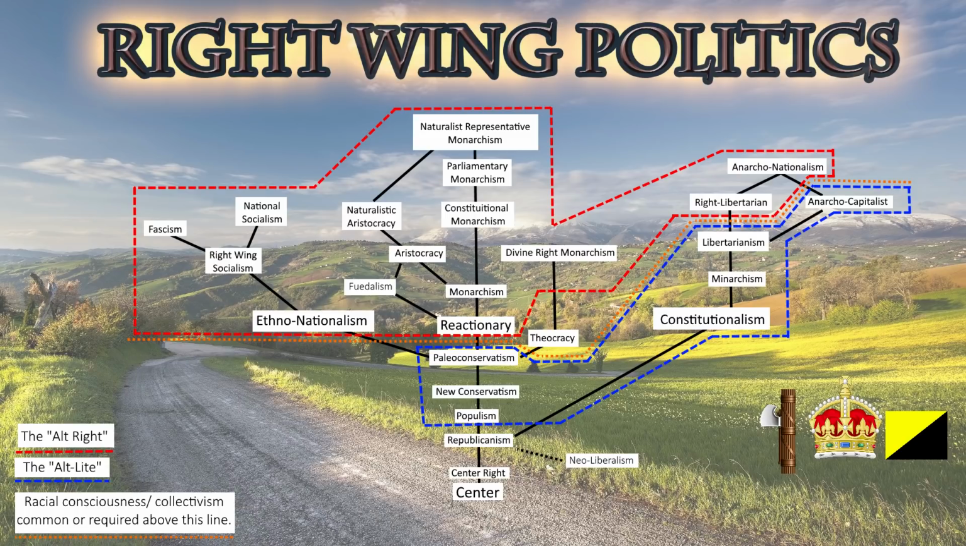There's a lot more in right libertarianism. As you can see by the orange line, we get into this realm where racial consciousness and collectivism is either common or required. So a lot of right libertarians are in the alt-right because they are racially conscious and they would enjoy it better if the races were segregated. It's still libertarian because they still want the government to be as small as possible or not exist at all. They are against the philosophical concept of the state, but they are very socially conservative and racially conscious.